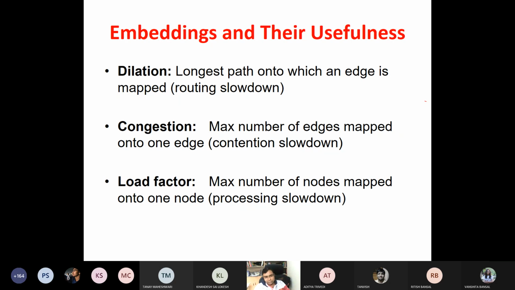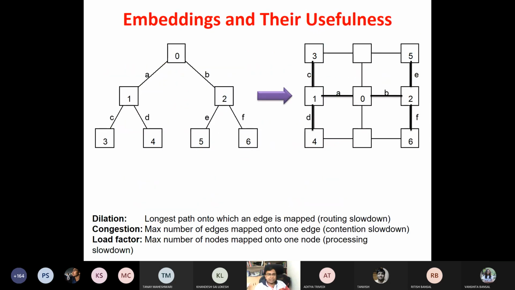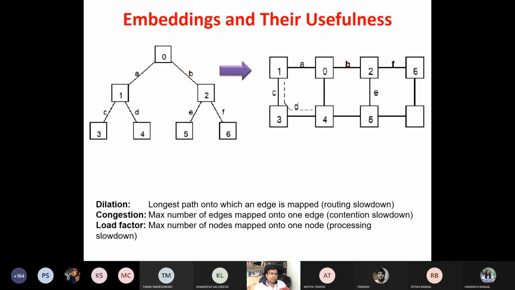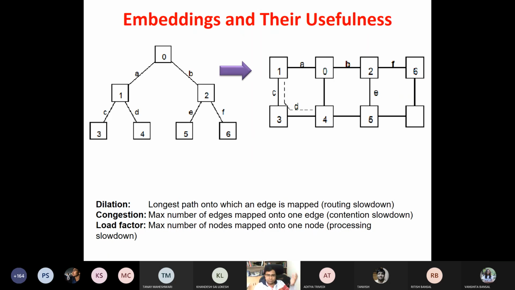Finally, the three terms are dilation, congestion, and load factor. In the previous examples, all three parameters are 1: dilation is 1, congestion is 1, and load factor is 1. That means routing slowdown is 1, contention is 1, and processing slowdown is 1, so there is no issue. But suppose this is a 3x3 mesh, and you want to embed it into a 4x2 mesh.